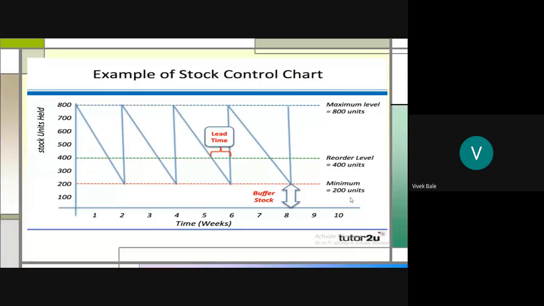In this minimum level, to avoid reaching zero level of material, the buffer stock is also mentioned. Buffer stock means an amount of stock held as contingency in case of unexpected orders and in case of any delays from the supplier. Buffer means if there is an emergency situation or a delay from the supplier, then you are supposed to hold the buffer stock in your company. So this level of 200 is considered here as the minimum stock level.